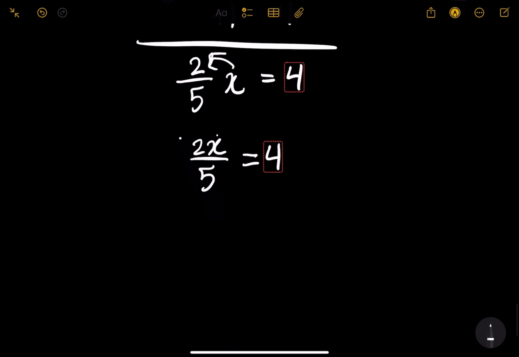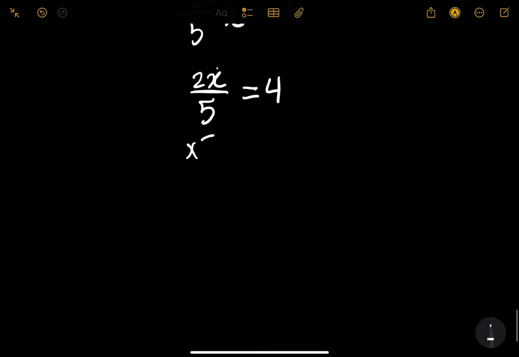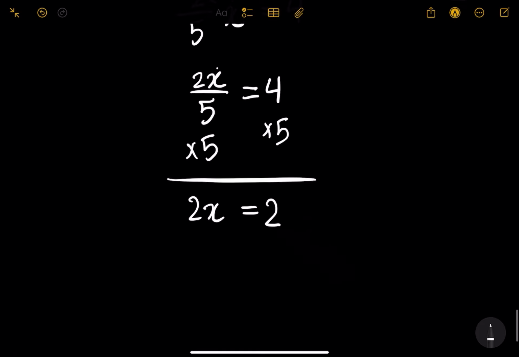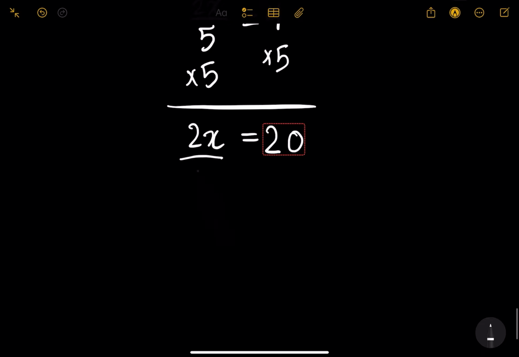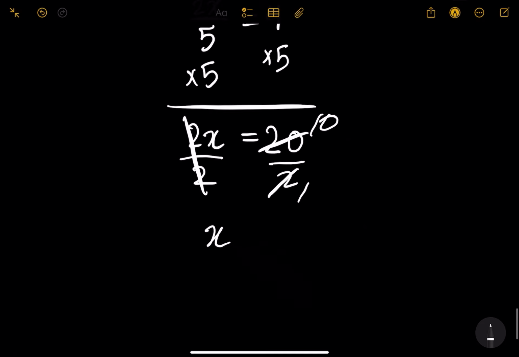And then we have to isolate the variable term. So in this case, we would have to isolate the numerator. So multiply both sides by 5. And then you get 2x is equal to 20, because 4 times 5 gives us 20. And then we divide both sides by 2. These 2s cancel out, and this becomes a 10 over 1. So x is equal to 10.